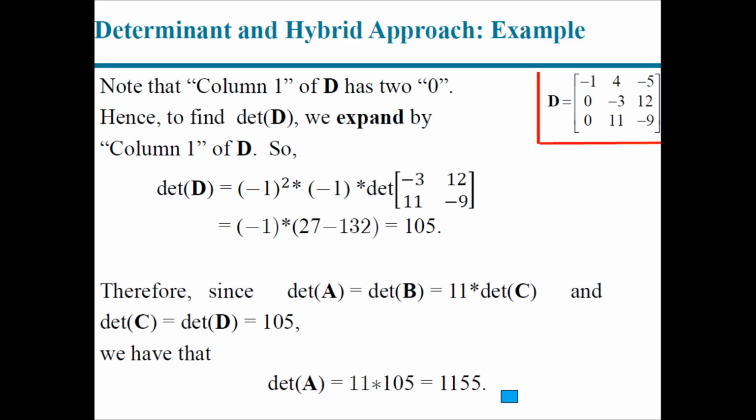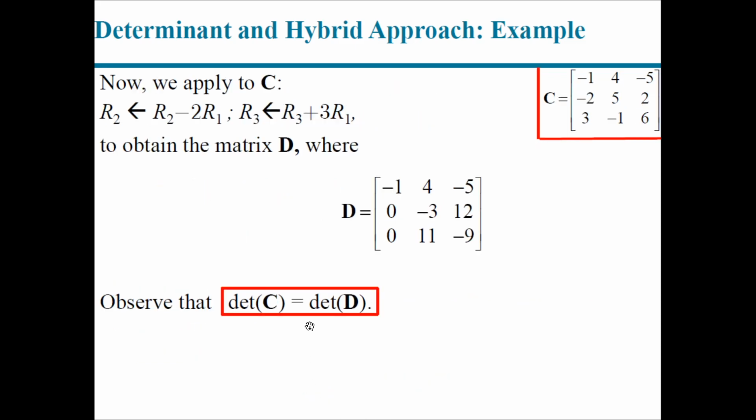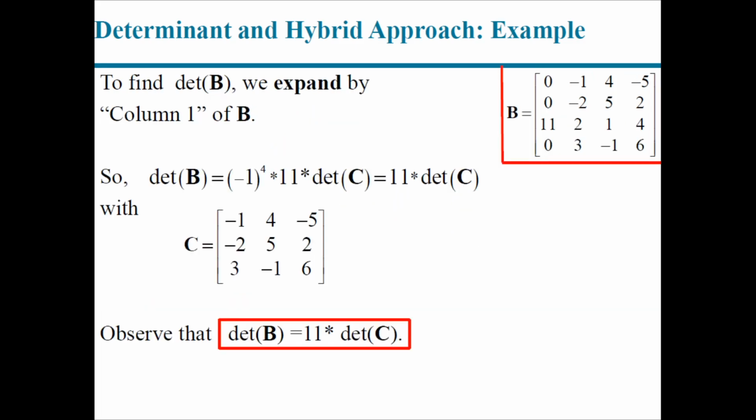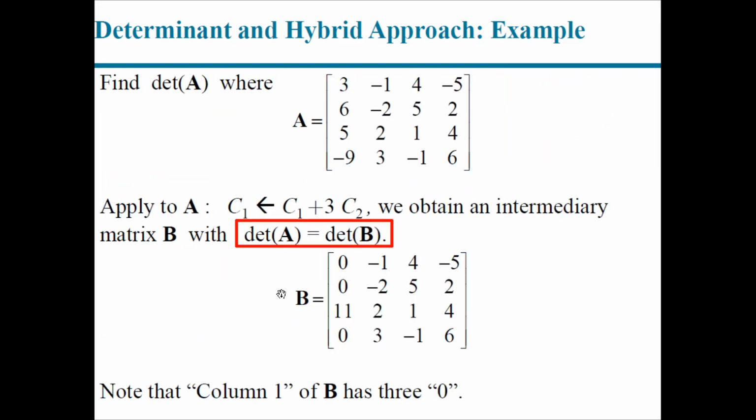So here it is important to keep in mind all these relations between determinants of different intermediary matrices. These red boxes, they are important. So you need to keep them, to keep track of what's going on, what's the relation at the end.